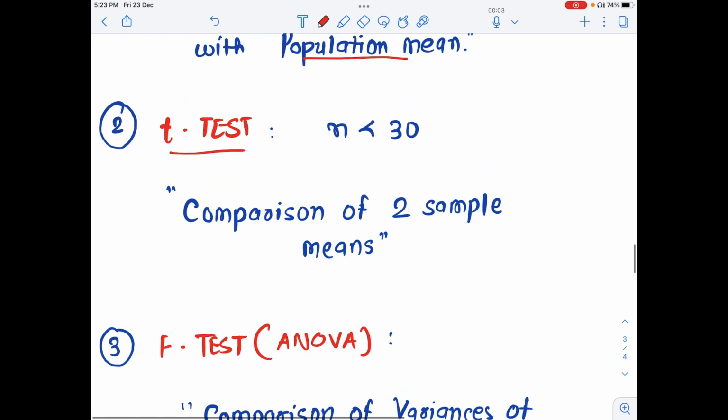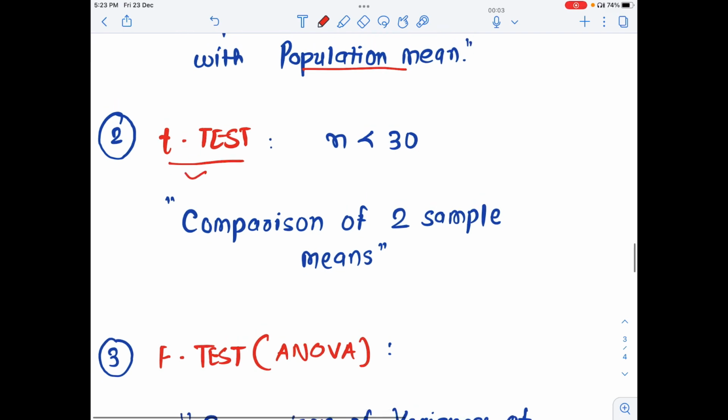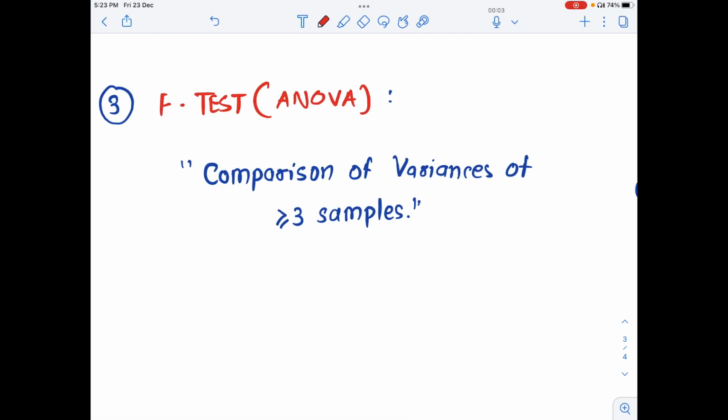The T test is to be used in sample size less than 30, but it can also be used in sample size more than 30 for practical purposes. It is for comparison of two sample means. Whenever there is a situation where you have to compare two sample means with the standard deviation given, you have to use the T test. Next is the F test, also known as ANOVA. There are many types of ANOVA. Most of the time you will only have to encounter one-way ANOVA. We will see what is ANOVA, one-way ANOVA, two-way ANOVA, and multivariate ANOVA. So whenever there are more than 3 samples given and you have to compare their variances, you will use the F test, also known as ANOVA.